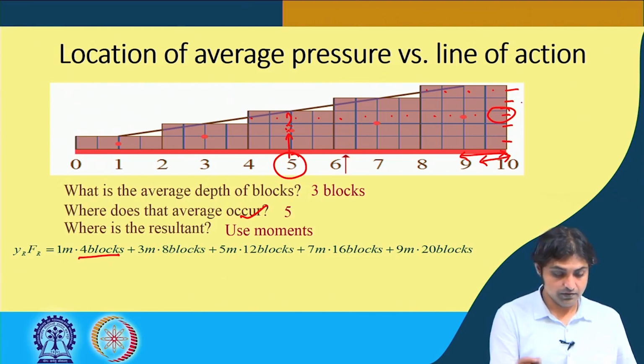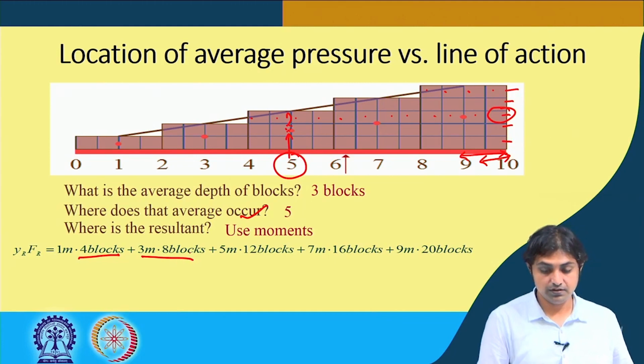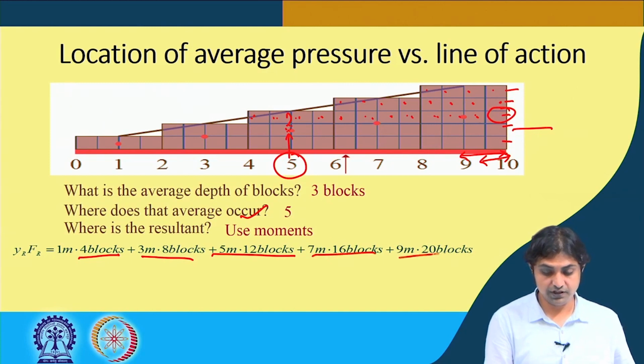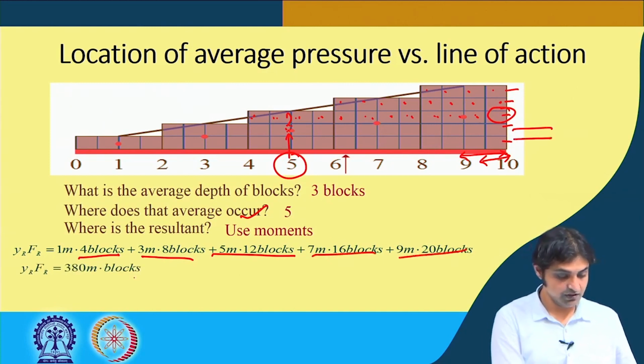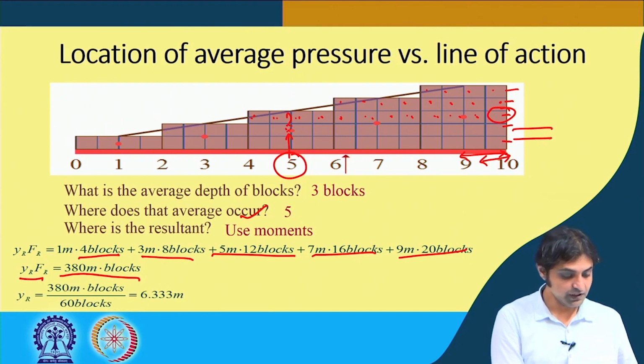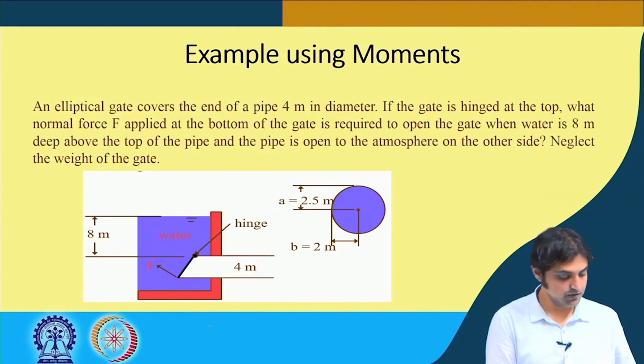Now 8 blocks into 3 meters, right? 1, 2, 3, 4, 5, 6, 7, 8 into 3 meters. Now we have 12 blocks, 1, 2, 3, 4, 5, 6, 7, 8, 9, 10, 11, 12. Similarly, we have 16 blocks, we have 20 blocks. And if we do this summation, YR FR is equal to 380 meter blocks. And therefore, with the total number of blocks being 60, we divide and we see YR will be 6.33 meters.